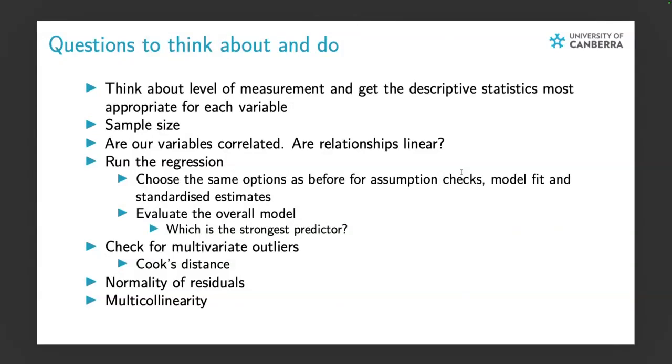What I want you to do is do everything that we've just done in practice. So think about the level of measurement and get the descriptive statistics most appropriate for each variable. What's the sample size? Does it meet assumptions? Are our variables correlated? Are relationships linear? Run the regression, choose the same options as before for assumption checks, model fit, and standardized estimates. Evaluate the overall model. What's the strongest predictor using the standardized estimates and confidence intervals? Look for multivariate outliers with Cook's distance, normality of residuals using your QQ plot, and multicollinearity, in addition to the fitted versus predicted values for your residuals. So go through each of those steps.